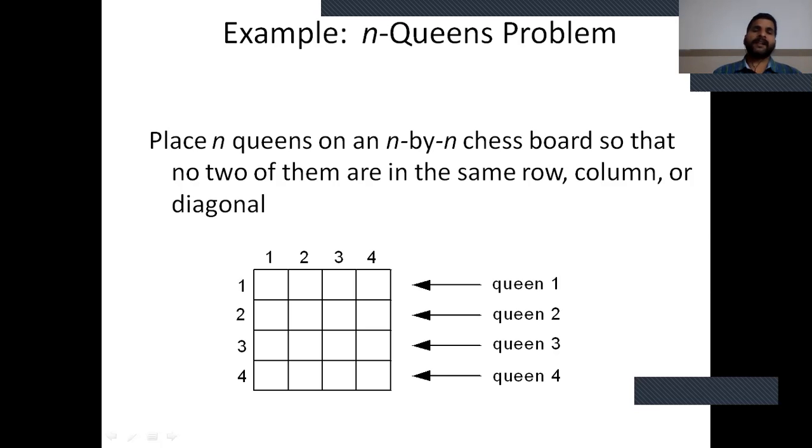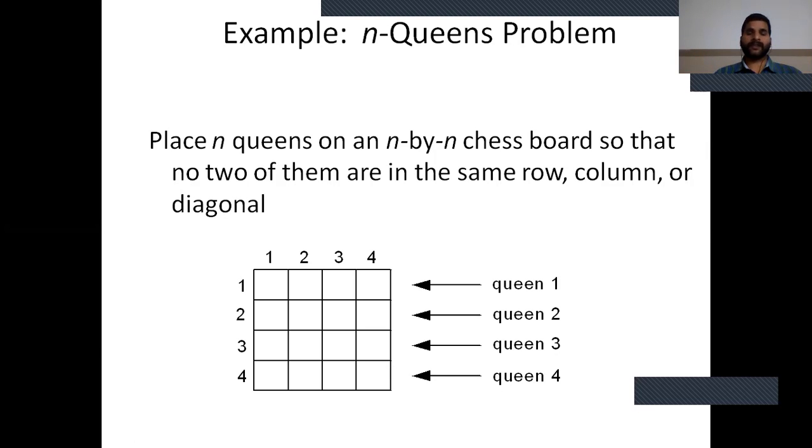To show this, we create the n by n board. Suppose n equals 4, the 4-queen problem. Therefore, we draw a 4 by 4 chessboard with 4 rows and 4 columns. Now, queen 1 is placed in row 1, queen 2 in row 2, queen 3 in row 3, and queen 4 in row 4.